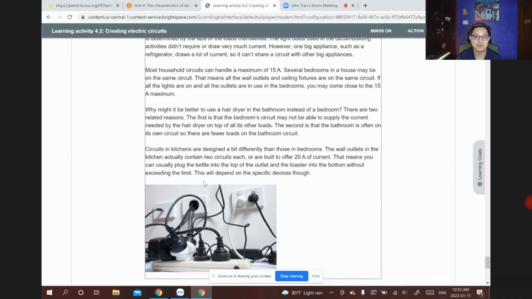The second reason is that the bathroom is often on its own circuit, so it's separated. So there are fewer loads on the bathroom circuit. You don't have to share with many people or anyone at all. So your hairdryer will be very strong because of that. Oh.